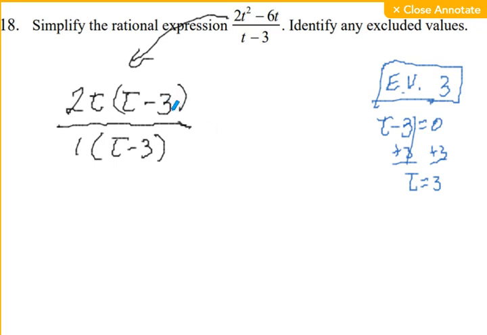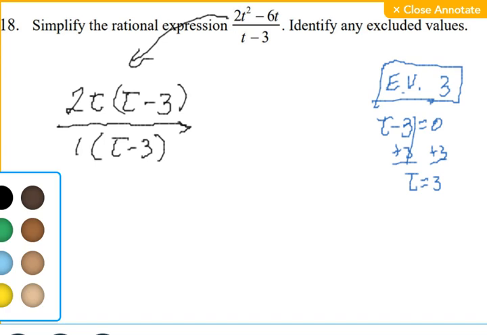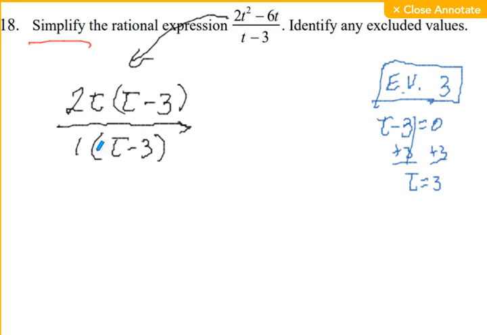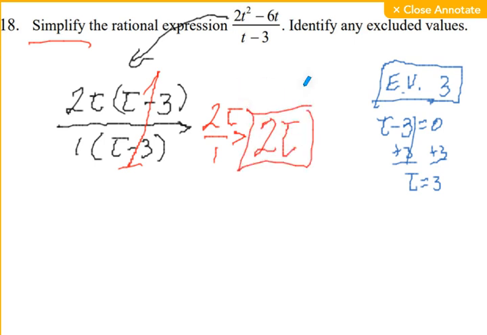Tell your neighbor the last step. Simplify using what? Giant 1. All right, so the giant 1 is what? T minus 3 and t minus 3. That leaves us with 2t over 1, which is just 2t. Let's go. Yes.